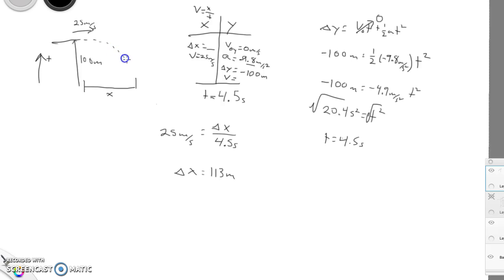So if we can imagine this is its path, every second that it's in the air, it's going 25 meters, until it finally hits the ground. Since it was in the air 4.5 seconds, it went 25 meters every one of those seconds, and then it went half of 25 meters in that half second. And so this is an example of a problem with a horizontal projectile.